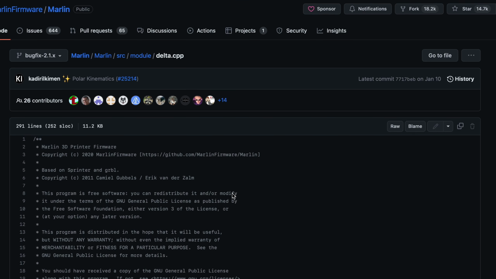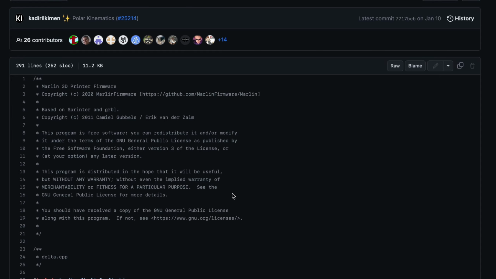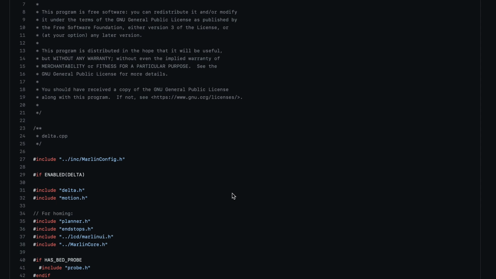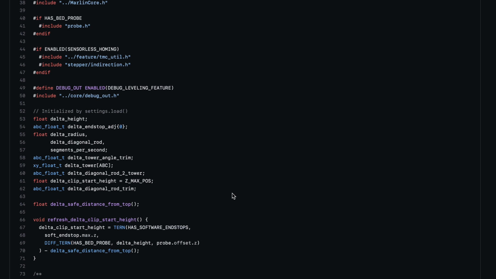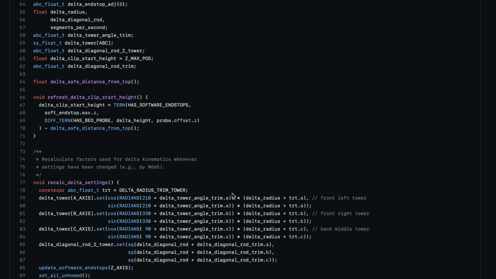All of this is automatically controlled by software. One of the most popular 3D printer firmwares is Marlin, which has a few delta functions. Don't worry, I'll walk you through the code even if you're not familiar with C++.